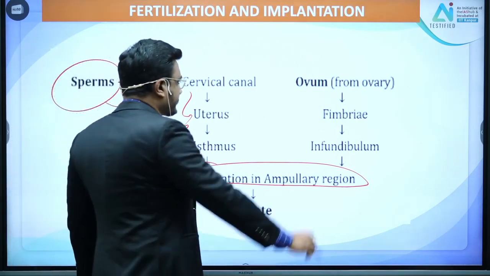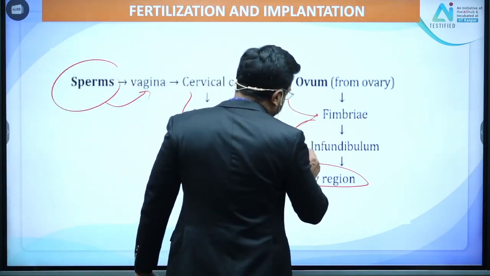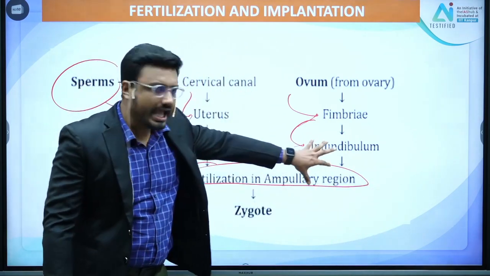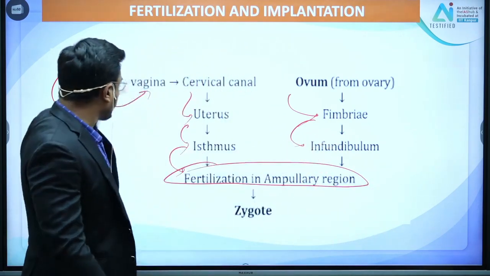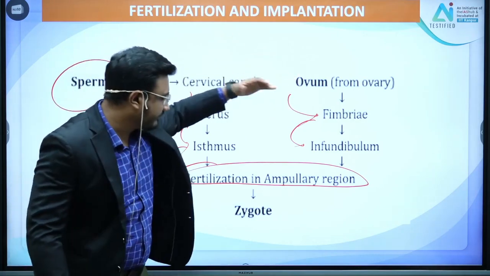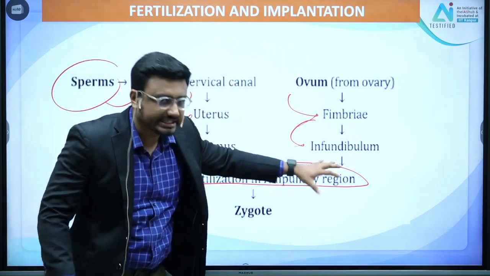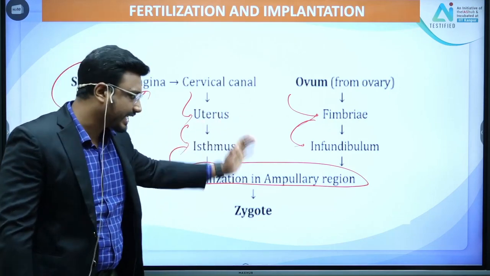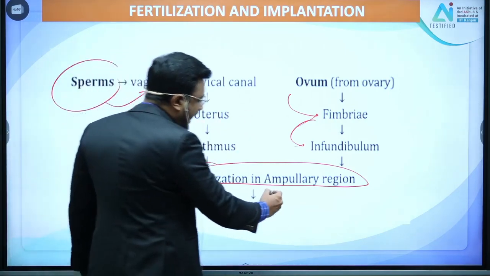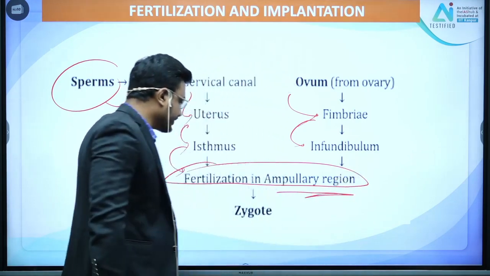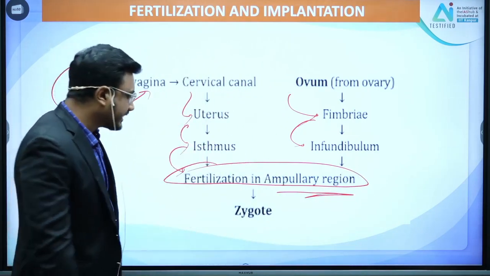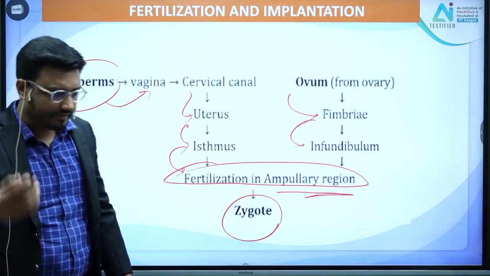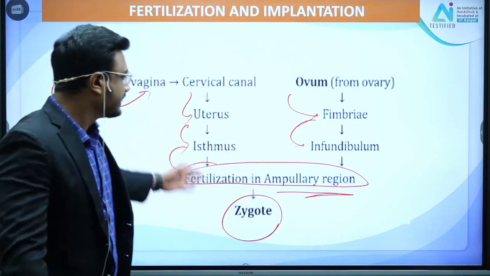Also, the ovum from the ovary travels to the fimbriae, then to the infundibulum, and then it reaches the ampullary region. So when both the sperm and the ovum reach the ampullary region at the same time, the fusion of the sperm and ovum happens in the ampullary region of the fallopian tube. This fusion leads to the formation of the zygote. So this whole process is the fertilization process in detail.